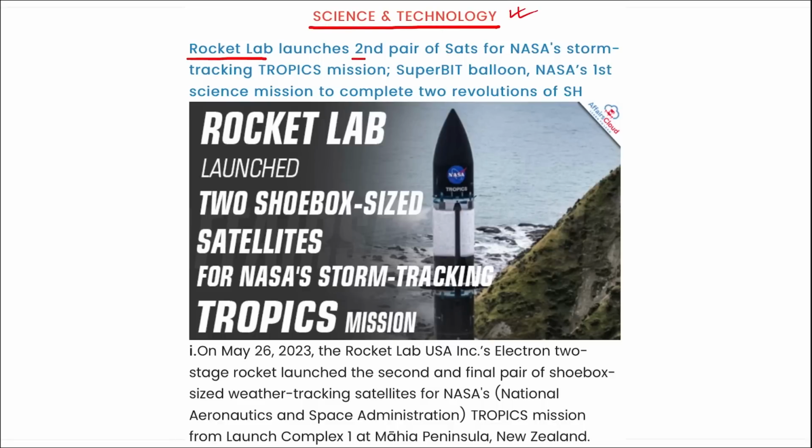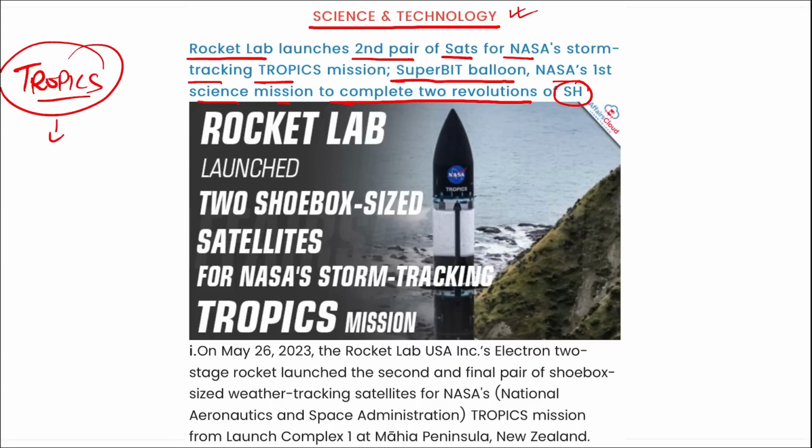Rocket Lab has launched second pair of sats for NASA's Storm Tracking Tropics mission, Superbit balloon, and NASA's first science mission to complete the 2 revolutions of SH. Now if we discuss this in detail, remember, first thing that you need to remember is that Rocket Lab USA Incorporation Electron 2-stage rocket launched the final pair of the shoebox sized weather tracking satellite for NASA, that is Tropics. Right, as the name suggests, Tropics, this is a weather monitoring satellite.